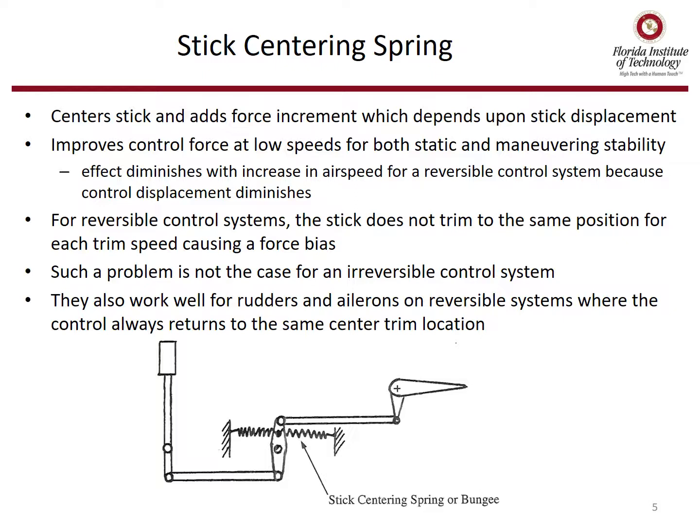For reversible control systems, the stick does not trim to the same position for each trim speed, causing a force bias. Such a problem is not the case for an irreversible control system, as the controls are fixed by mechanisms. They also work well for rudders and ailerons on reversible systems, where the control always returns to the same center trim location. An example of a stick centering spring is shown in the picture below.